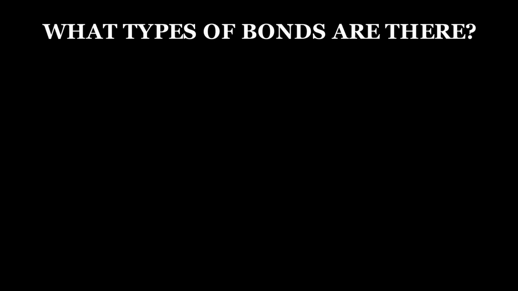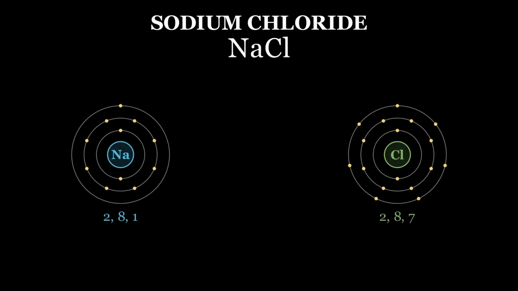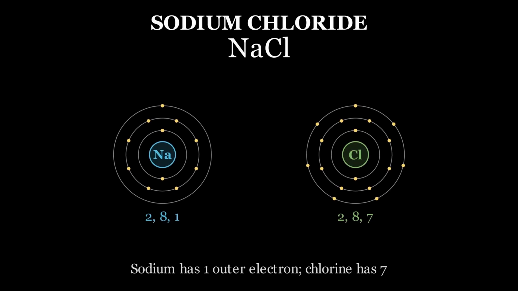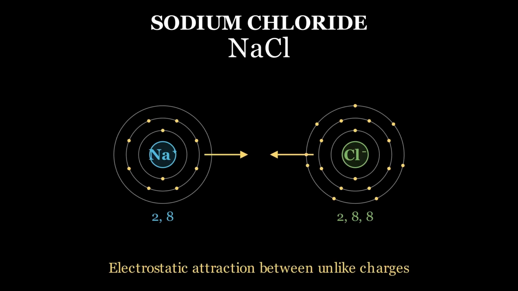When I ask a question, what type of bonds are there? The popular answer would be ionic and covalent bonds. And I would be like, yeah, that's fair. For example, sodium chloride. Sodium has one electron in its outermost shell, while chlorine has seven. When they both come together, the electron jumps from sodium to chlorine to form Na+ and Cl-. And these two atoms are held together by electrostatic attraction.